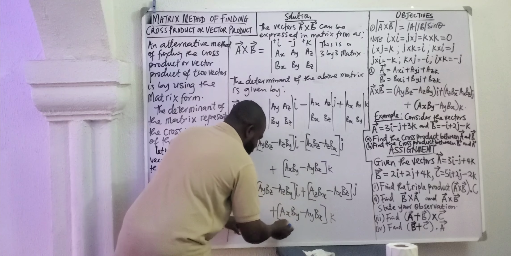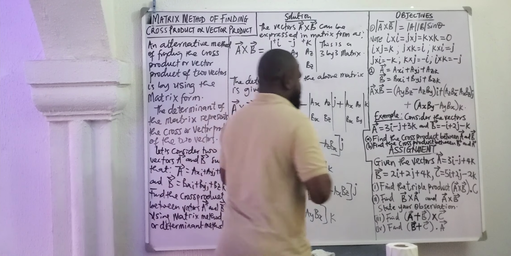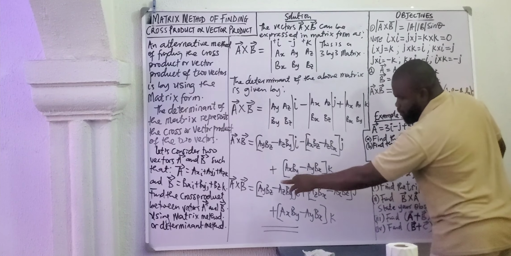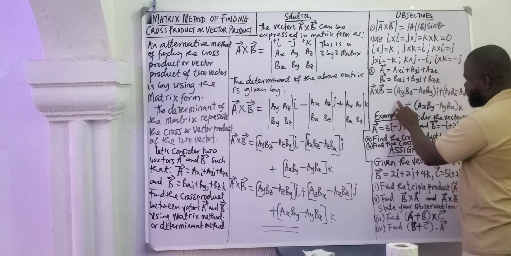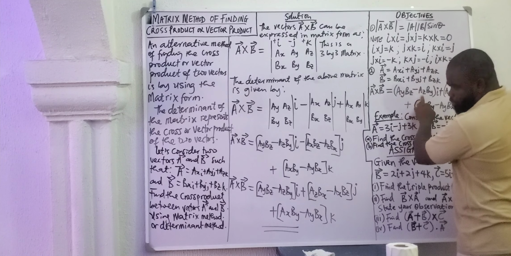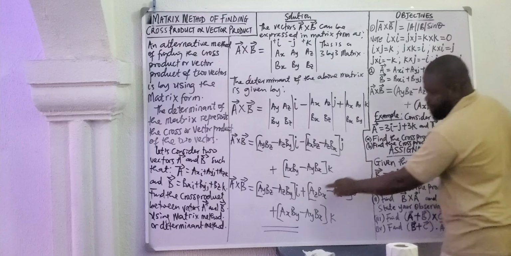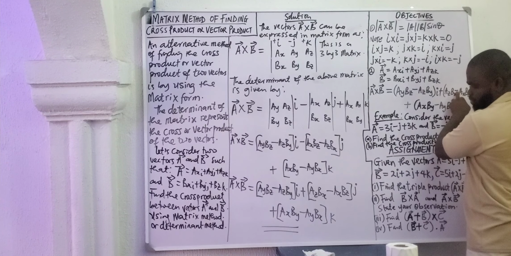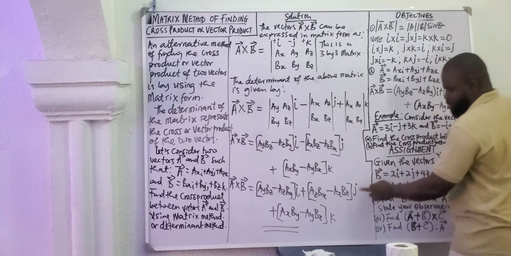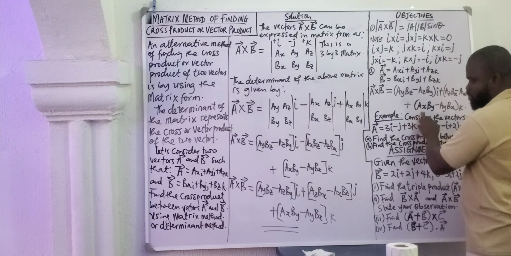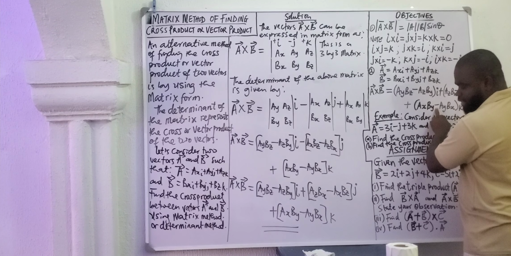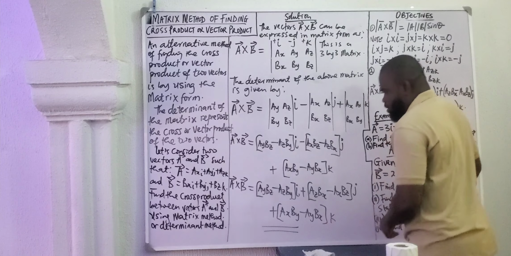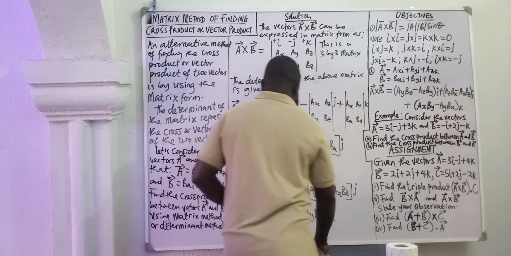Now, to confirm that what I have obtained is correct, I'm going to compare it with this standard. So A cross B equals AY BZ minus AZ BY I. That is correct. Plus AZ BX minus AX BZ J. That is correct. Plus AX BY minus AY BX K. That is also correct. So my derivation is right.